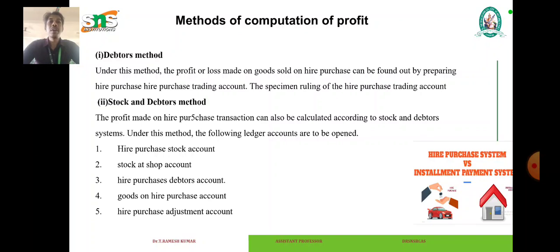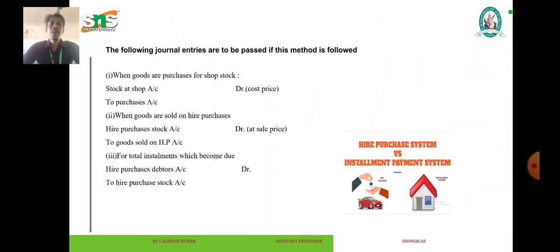Under this method, the following ledger accounts are to be opened. First one is hire purchase stock account, second one stock and shop account, third one is hire purchase debtors account, fourth one is goods on hire purchase account, and last one is hire purchase adjustment account. The following journal entries are to be passed if this method is followed.